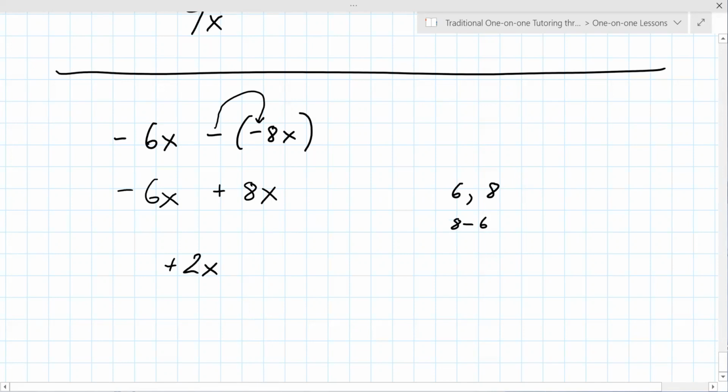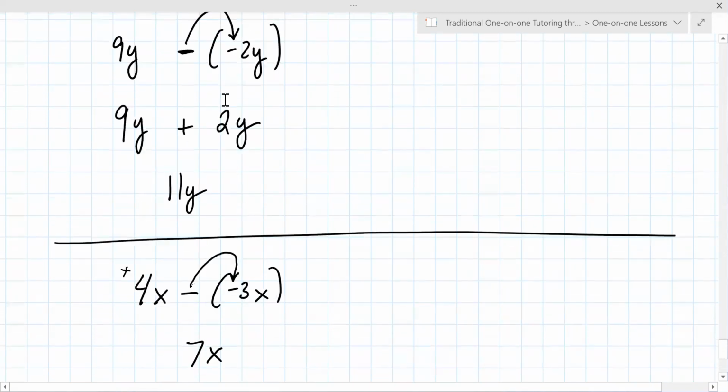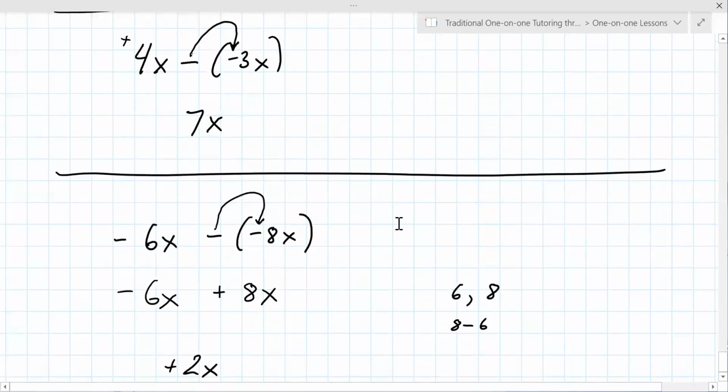Go back up again, please. This one is positive. If I don't write anything, it's positive. Okay. Let's try another one.